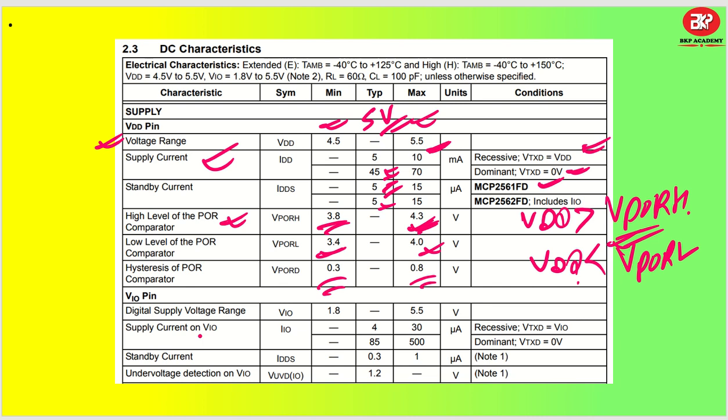IO supply, as I already told you, 1.8 volt to 5.5 volt it can take. So our application will be taking 3.3 volt because our microcontroller IOs are 3.3 volt levels. So this is how the DC characteristics were there.